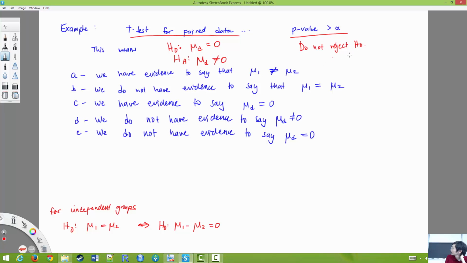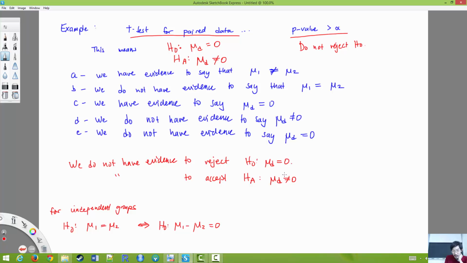So we do not reject the null, so that means we do not have evidence to reject the null hypothesis, which states that mu d is equal to 0. Okay, so we don't have evidence to reject that, which could also be rewritten as we don't have evidence to accept the alternative that the mu difference is not equal to 0.